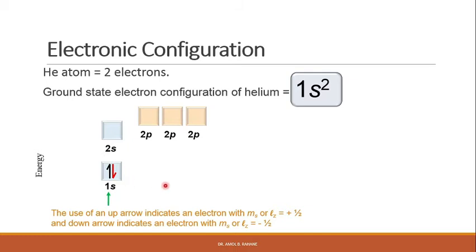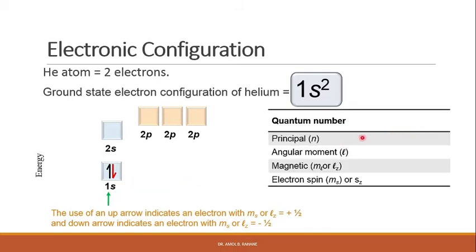Now we can write the four quantum numbers for these two electrons. For the upward electron, the principal quantum number n is 1, the angular momentum quantum number l is 0, the magnetic quantum number ml is 0, and the electron spin quantum number ms is plus half. For the second electron, the principal quantum number is 1, l is 0, the magnetic quantum number is 0, and the electron spin quantum number is minus half, right?